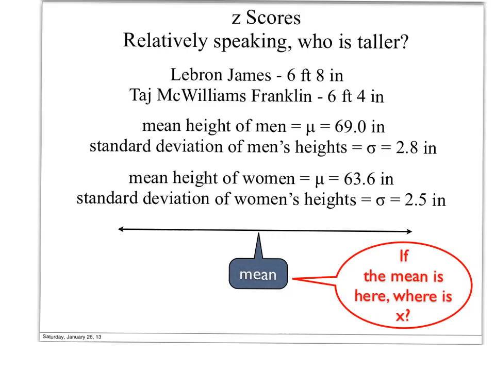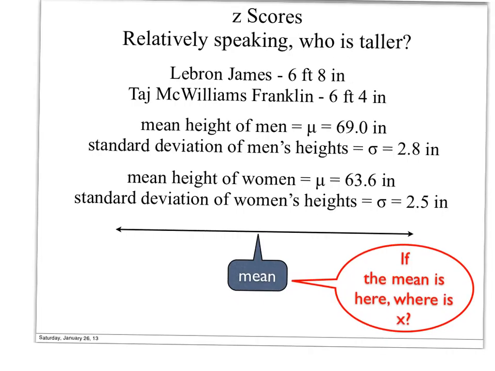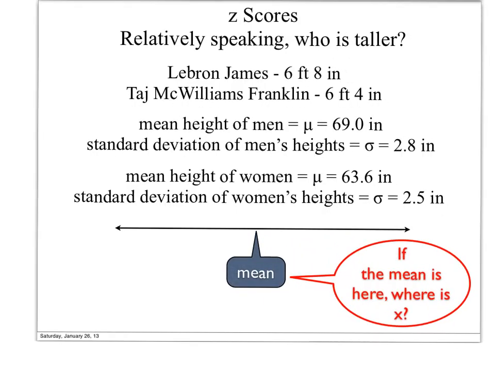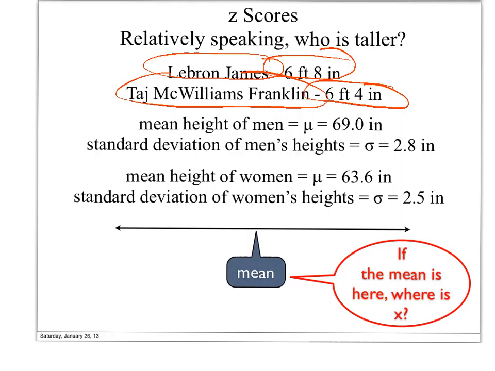So how can we use z-scores to talk about relative standing? I have this little example of LeBron James, who is a basketball player, and Taj McWilliams-Franklin, who plays for the Minnesota Lynx. Now, LeBron James is obviously taller than Taj McWilliams-Franklin. He is 6'8" and she is 6'4". So actually, he is taller, but in a relative sense, relative to how extreme their height is, who is more relatively tall? Who is further away from the mean height for their population?